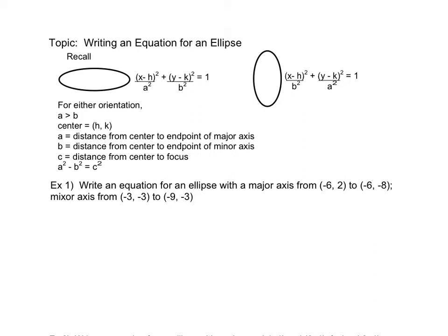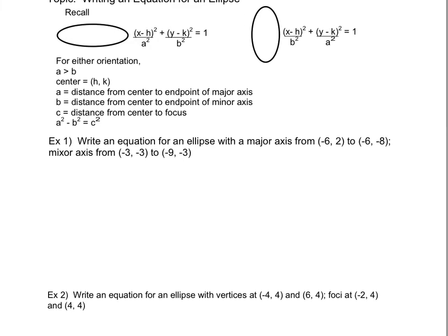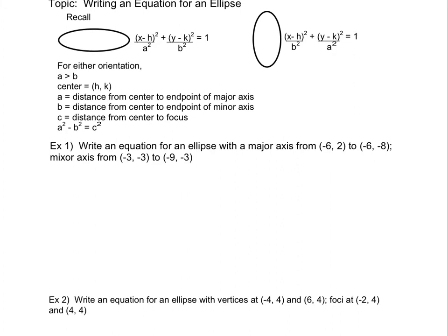There are 3 examples. They are all slightly different, so please do make sure that you stay checked in for all 3 of them. On the first one, I'm going to write an equation of an ellipse, and I'm given information about my major axis and my minor axis. So I'm pretty visual, so I would graph this out. I don't necessarily need graph paper for it.